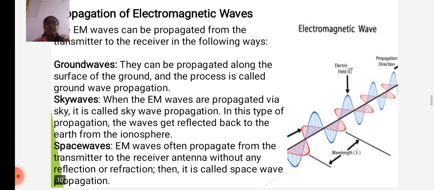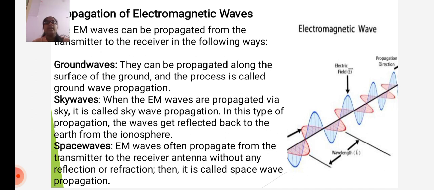Propagation of electromagnetic waves. The electromagnetic waves can be propagated from the transmitter to the receiver in the following ways. Ground waves. They can be propagated along the surface of the ground and the process is called ground wave propagation. Sky waves. When the EM waves are propagated via the sky, it is called sky wave propagation. In this type of propagation, the waves get reflected back to the earth from the ionosphere.